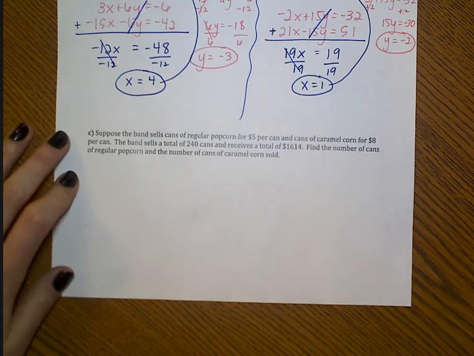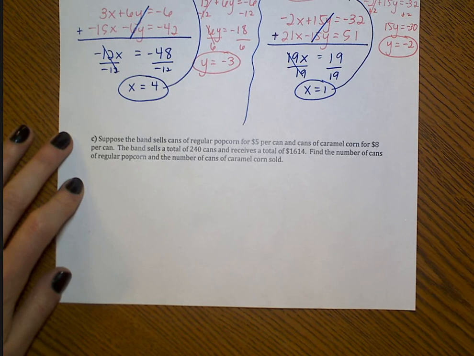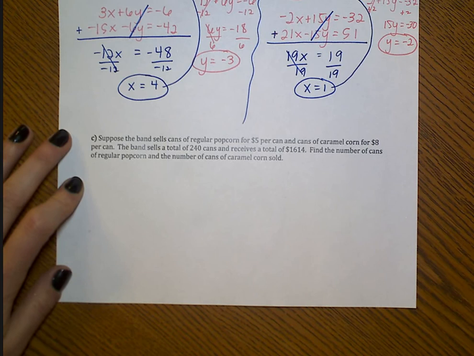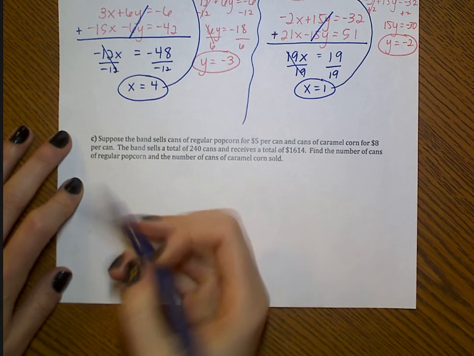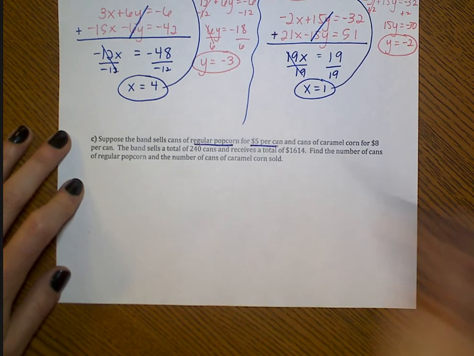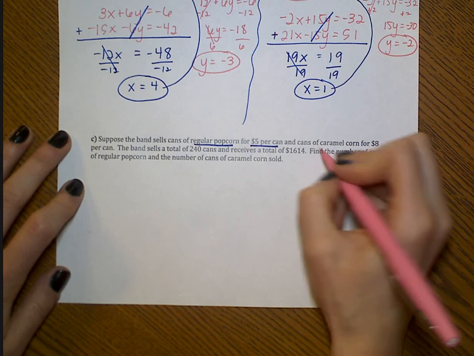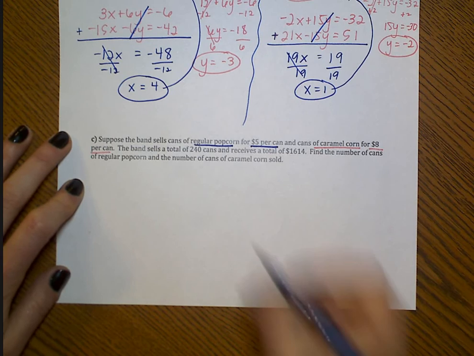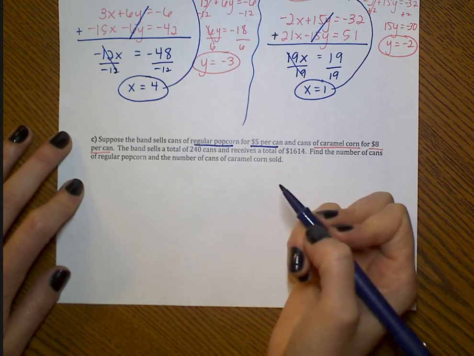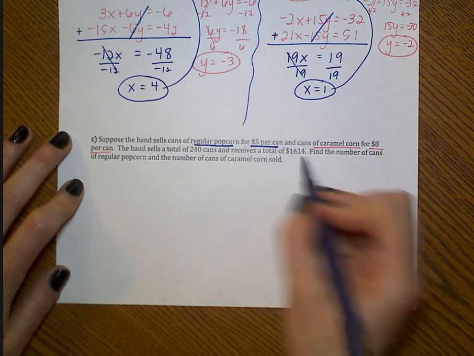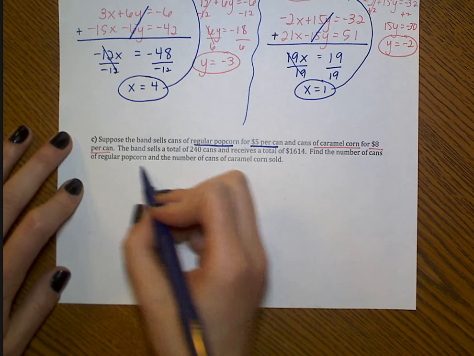Okay, so for C, we got a word problem. Now, we're doing systems, so you should be writing 2 equations. And we're just going to set this one up. If you feel like you want to solve it, you can do that on your own. Read it first. It says, suppose the band sells cans of regular popcorn for $5. And it sells cans of caramel corn for $8 per can. The band sells a total of 240 cans and receives a total of $1,614.